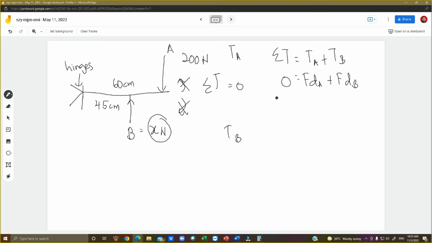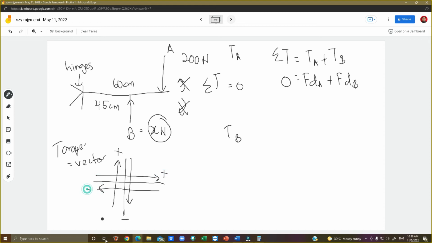Cuma dekat sini, remember this one. Torque, okay, torque ni is a vector. When it is a vector, ingat benda ni. Nampak je vektor, ingat balik Cartesian coordinate. Anything that move downward is negative. Anything that move upward is positive. Anything that move to the right is positive. Anything that move to the left is negative. Ingat ini. Okay. Remember this one.